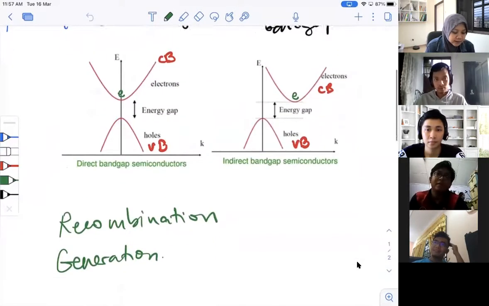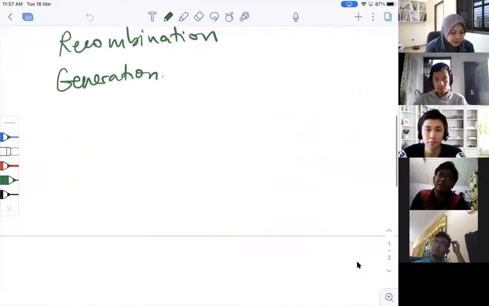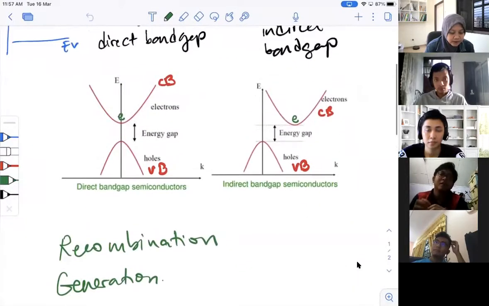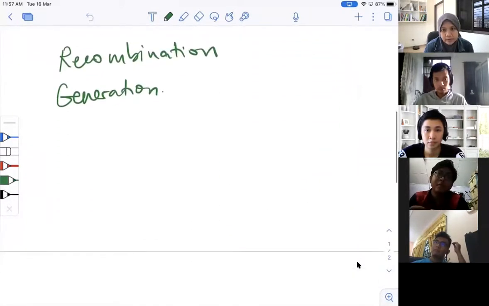Okay. Direct and indirect band gap material. So we will not go into that yet. Now in order to explain this, we need to understand recombination and generation.